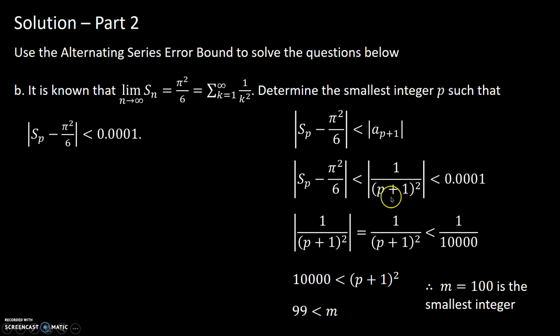We plug in a p plus 1. Well, do some algebra simplification. We multiply through the 10,000, and we get p plus 1 squared must be greater than 10,000, so p must be greater than 99, meaning 100. Now what you'll notice is there's a huge difference between the previous solution, which took a lot of terms, while this one only takes 100 terms. So we would say that this series converges to pi squared over 6 quite quickly.